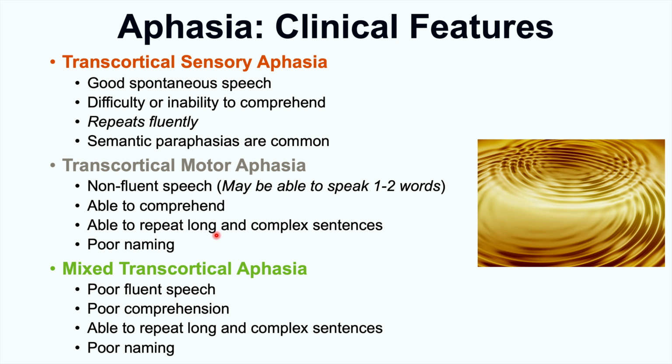Transcortical motor aphasia is like Broca's aphasia or nonfluent aphasia, but these patients with transcortical motor aphasia are going to be able to repeat long and complex sentences, unlike Broca's aphasia patients. And then mixed transcortical aphasia is going to be like global aphasia, except these patients will be able to repeat as well. So that's going to distinguish between those other types of aphasia we talked about before.